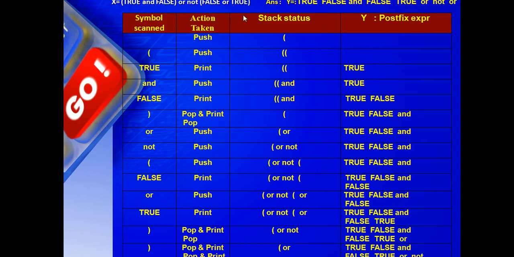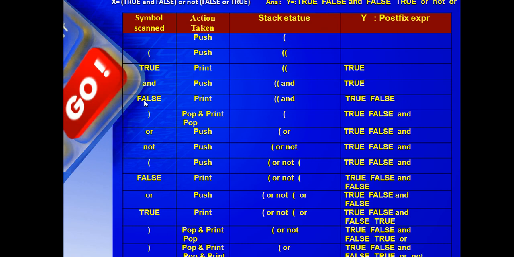And the priority you already know. Which is having the highest priority? Not. Remember, not is having the highest priority, then and, then or. Why is not higher? Because it is a unary operator. Not is topmost, then and, then or. With these assumptions, let us start.